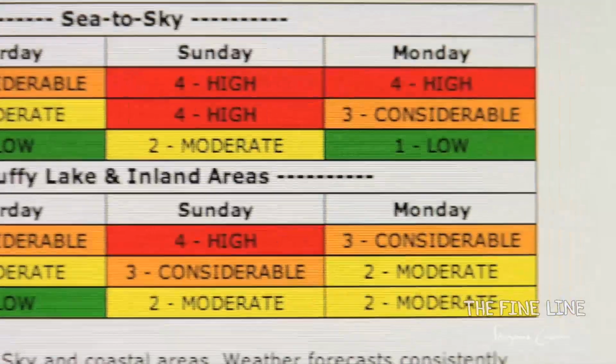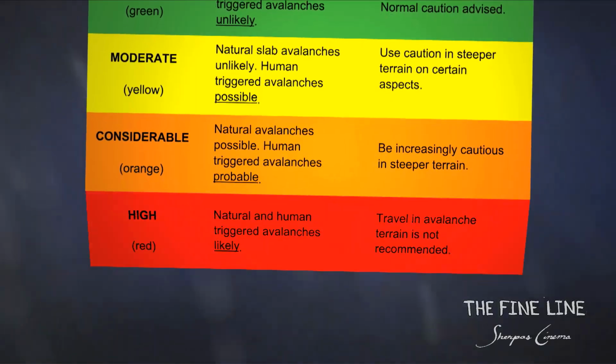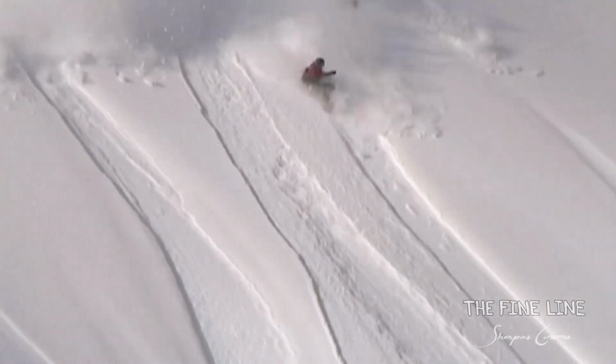The next level is high, which is red. Both natural and human triggering avalanches are likely. This is the point where travel in backcountry areas is not recommended.